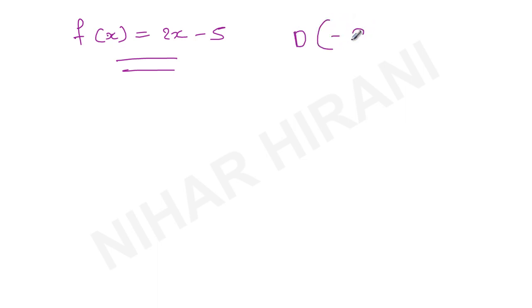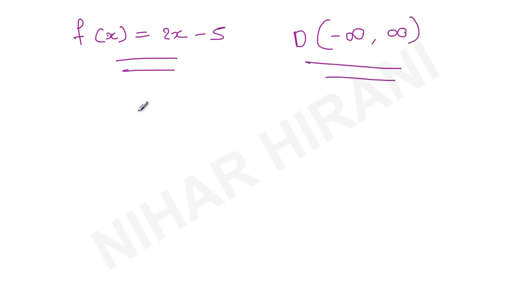Let us say I have a function f(x) = 2x - 5. This is my linear function. For any linear function, the domain is always negative infinity to positive infinity, and this is how we write it.